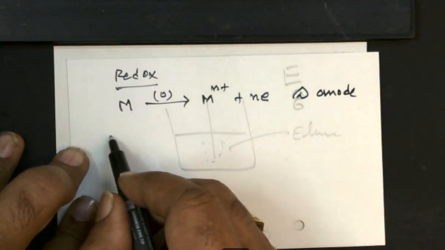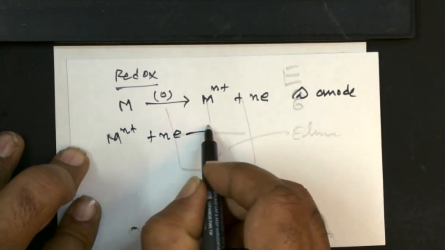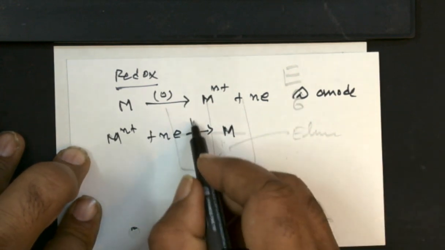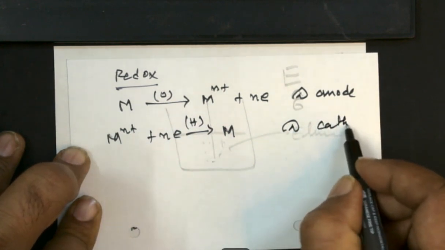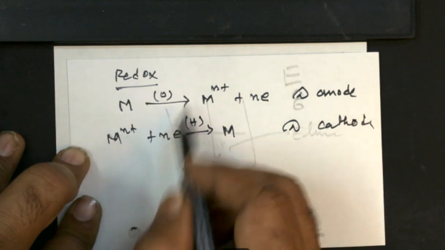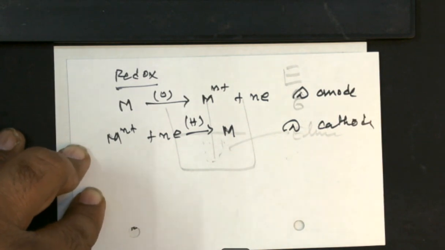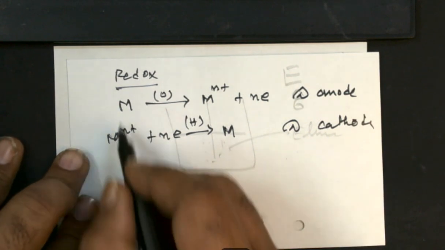And then M n plus plus n number of electrons gives M. It means it is reduction, is it not? So this occurs at cathode. Do you understand this? And that is why when we combine this, we are able to get a redox reaction. So it is a spontaneous reaction as far as an electrochemical cell is concerned. In the case of an electrolytic cell, it is not spontaneous. We have to apply the current there.